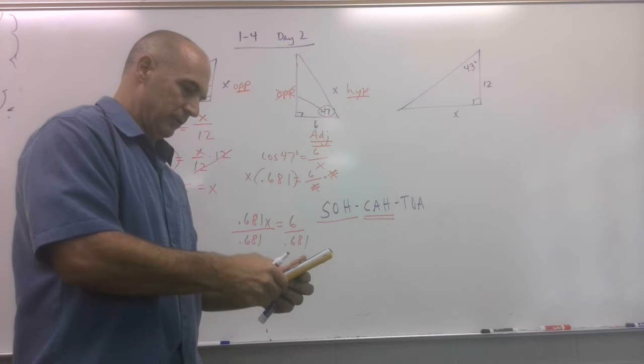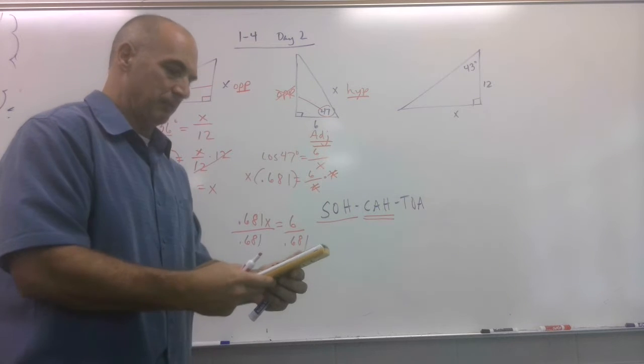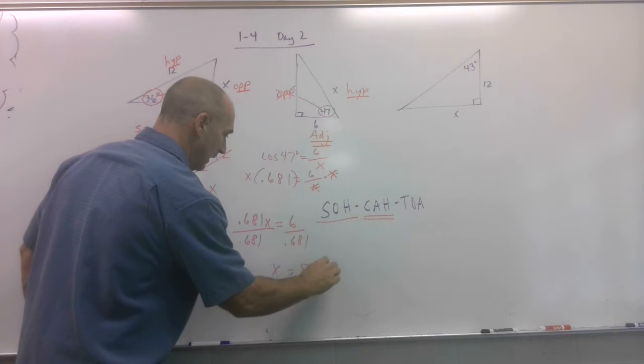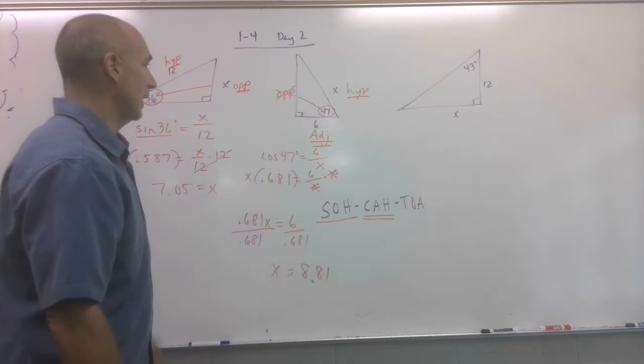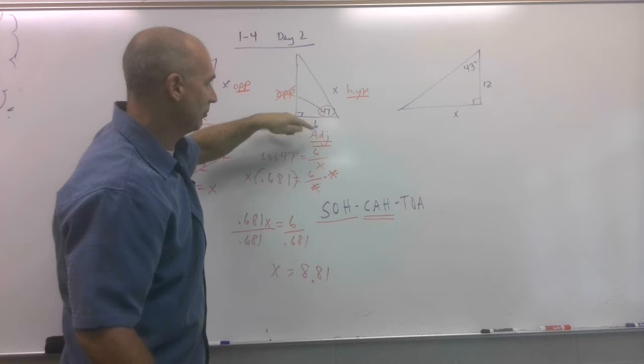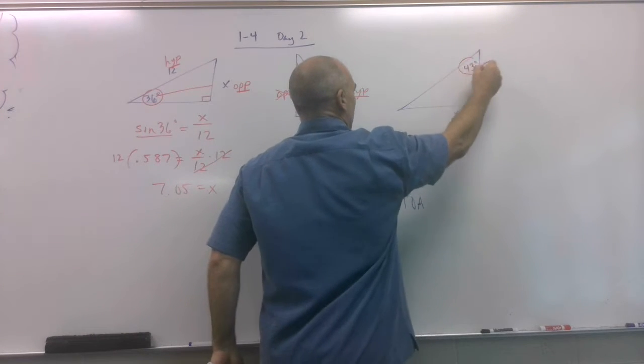6 divided by 0.681, 8.81. So there it is, 8.81. And we look at it, and yeah, the hypotenuse should be longer than that side, so we're feeling pretty good. So this one, here's my reference angle.